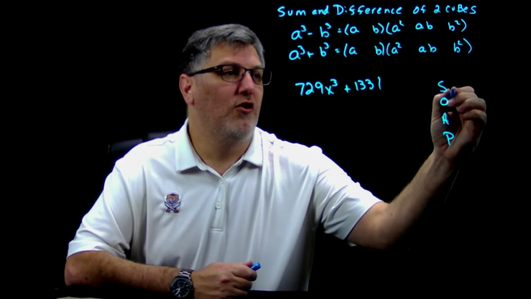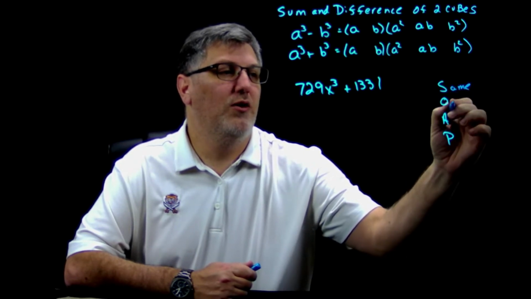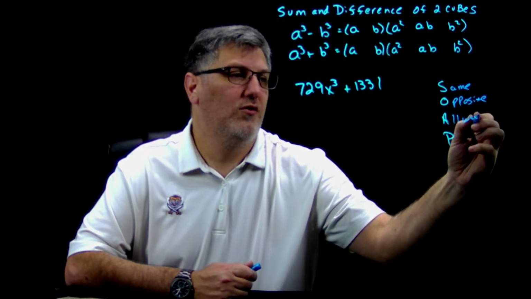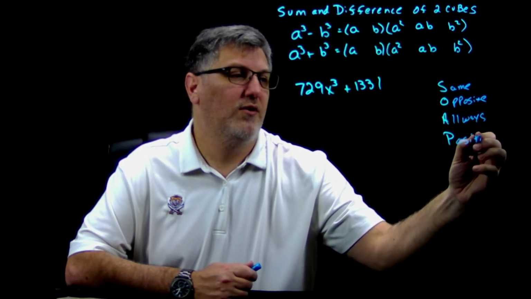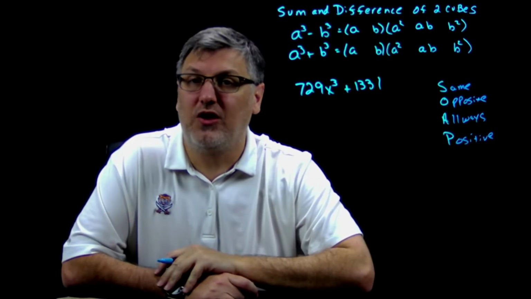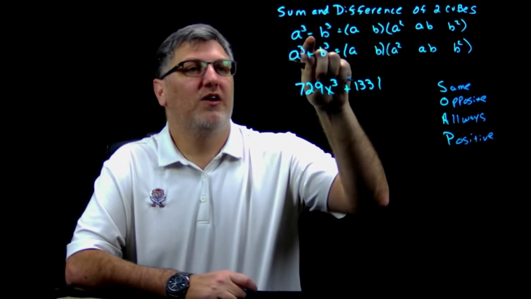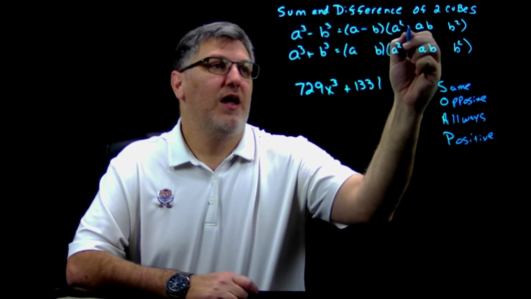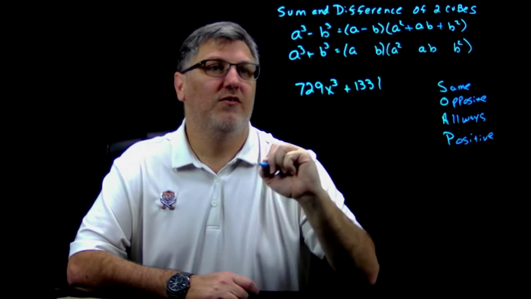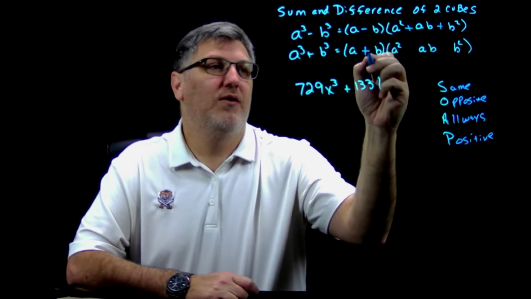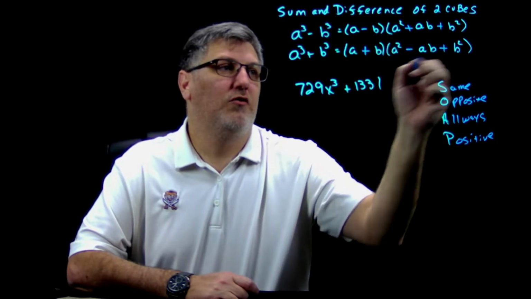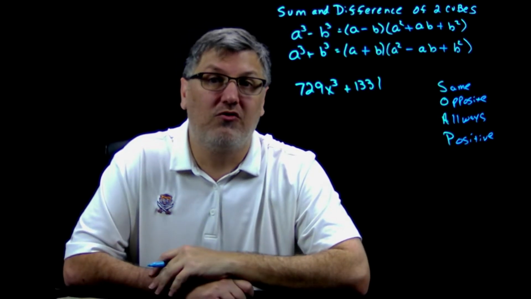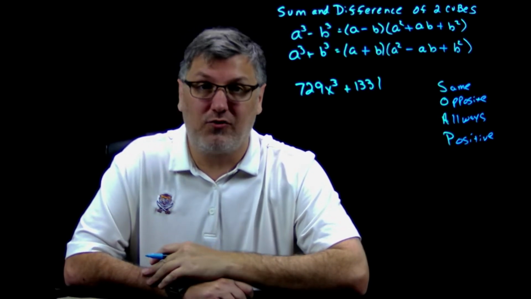So the S part of SOAP is same. The O is opposite. The A is always. And the P is positive. So SOAP stands for same, opposite, always positive. So this is how this works. So I'm going to look at, I have a minus. Well, I'm going to use SOAP. Same, opposite, always positive. Here I have a plus. Same, opposite, always positive. And that's how we actually can figure out where the addition and subtractions go into the a squared, ab, b squared.